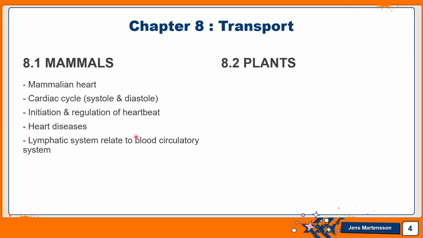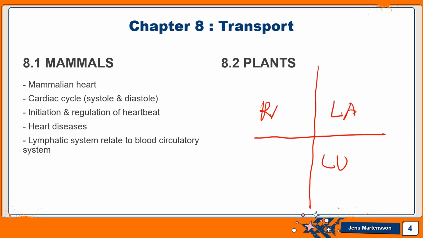You all learned this in SPM. The structure of the mammalian heart has four chambers: right atrium, left atrium, left ventricle and right ventricle. And you all know that there is a valve between the atrium and ventricle on each side, right?